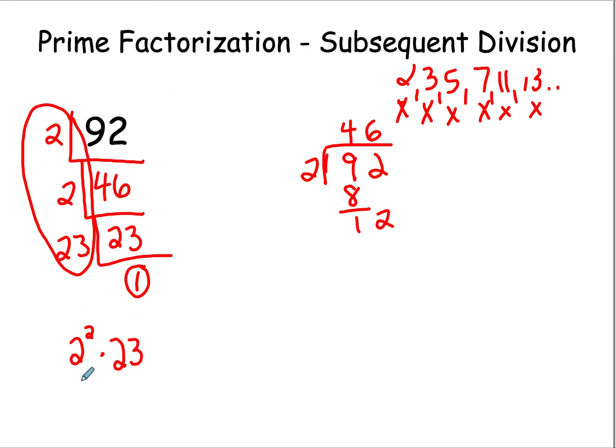Make sure that it does work. 2 squared is 2 times 2, which is 4. And then I can just double check, what is 23 times 4? 4 times 3 is 12. 4 times 2 is 8, plus 1 is 9, so I get 92. So it worked. So I have my prime factorization using subsequent division.